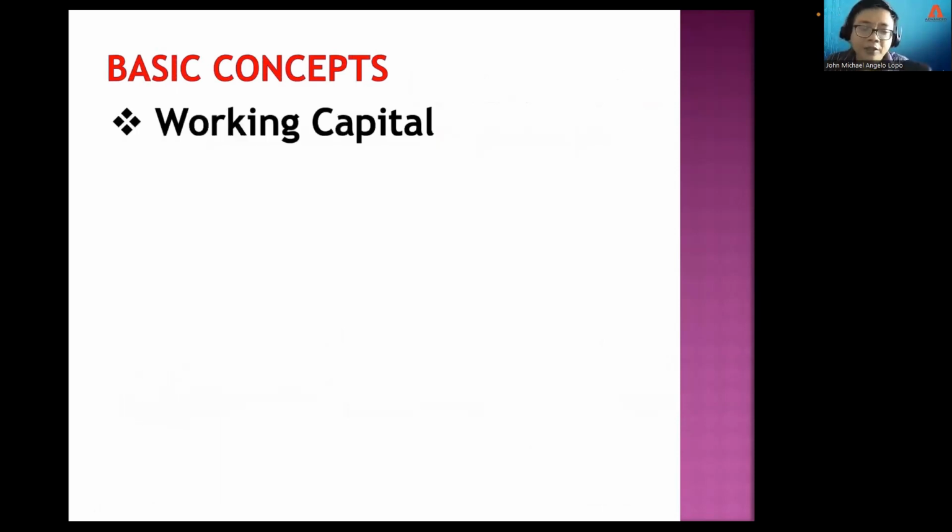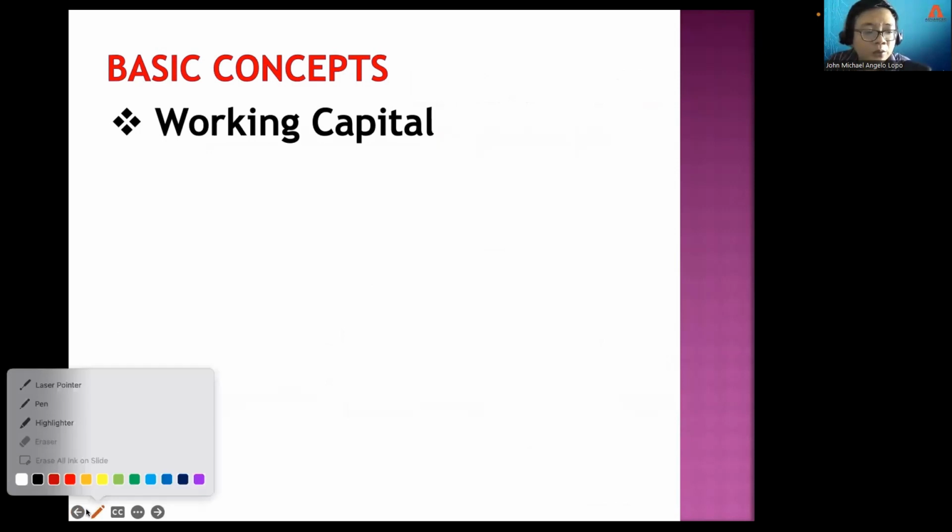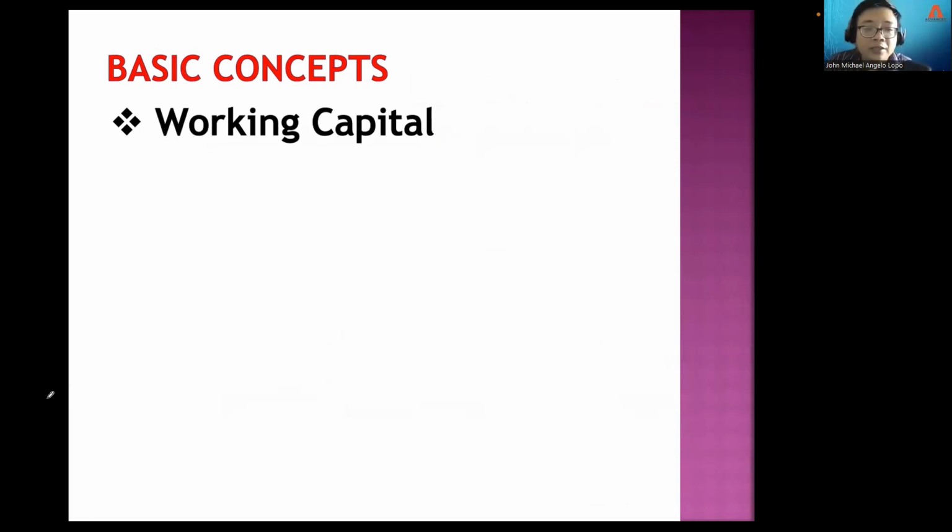Okay. Pag sinabi natin working capital, it is also known as your current assets minus your current liabilities. Okay. It is your current assets minus your current liabilities. That's your working capital. Okay. So it is current assets minus your current liabilities.